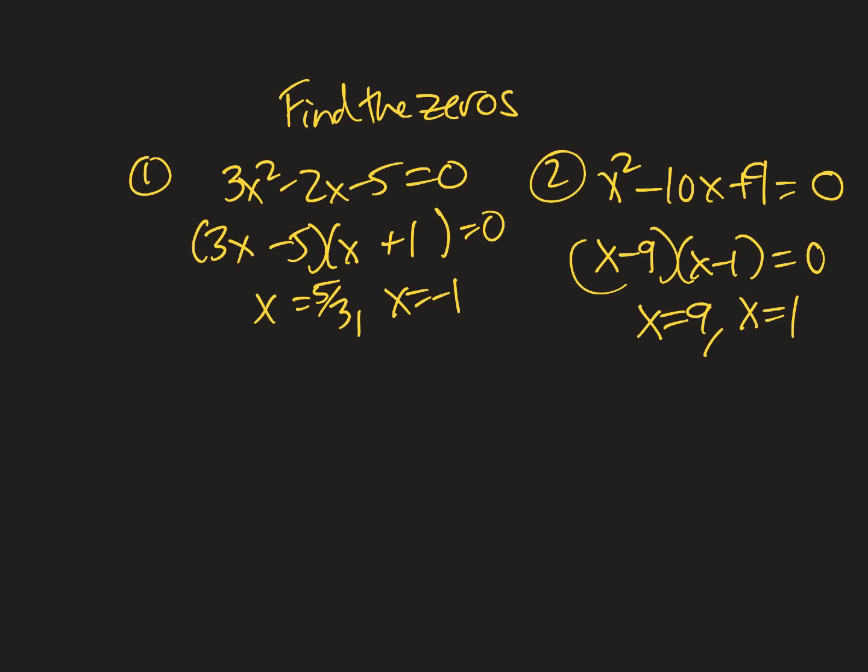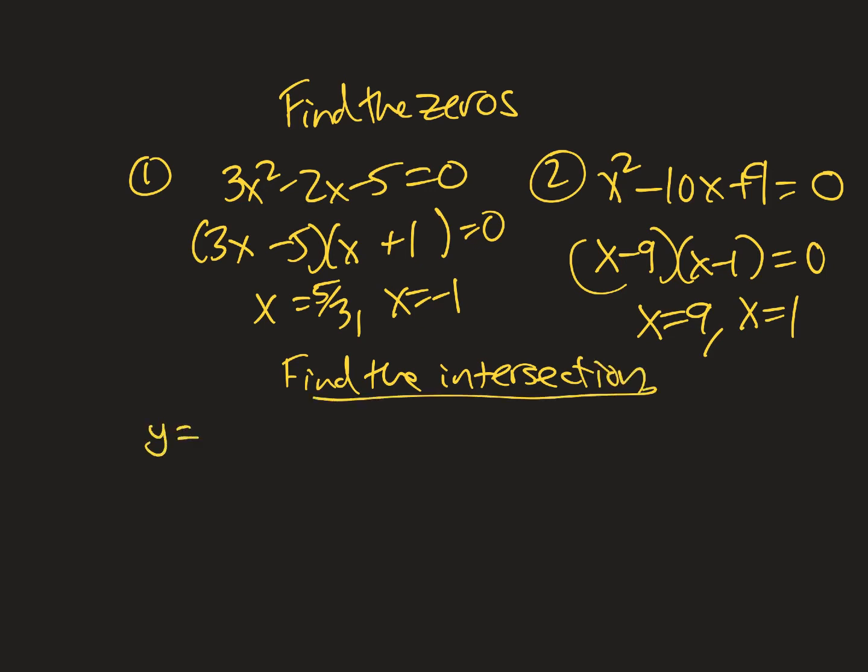So something else somewhat related is find the intersection. So find the intersection of the following graphs. So y equals 3x squared minus x minus 2 and y equals x plus 3. So you can try that and then come back here. You can pause this if you want and try it and then come back and see.